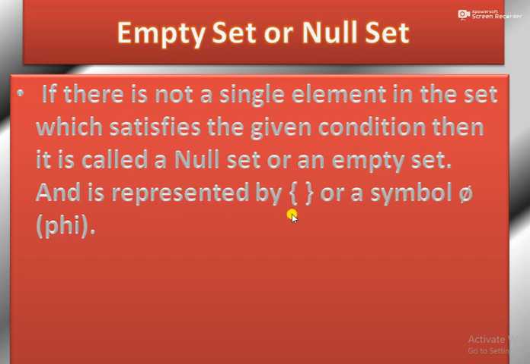This set is represented by curly brackets. We do not write any element in between these two brackets, or we can denote this set by this symbol. This symbol is known as phi. We can denote the empty set by phi, or we can write these two brackets and not write any term or any number between them. That is for the empty set.